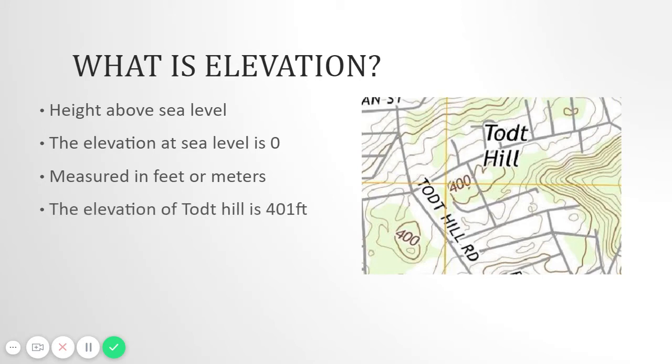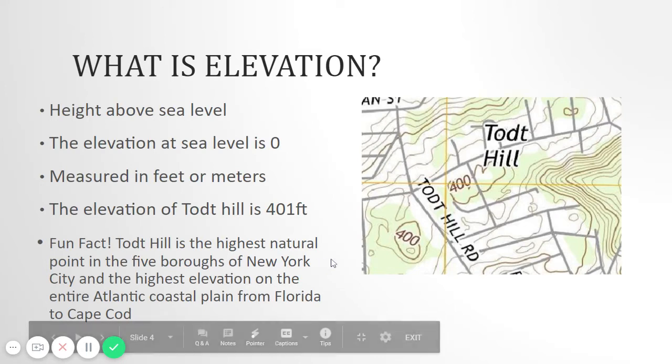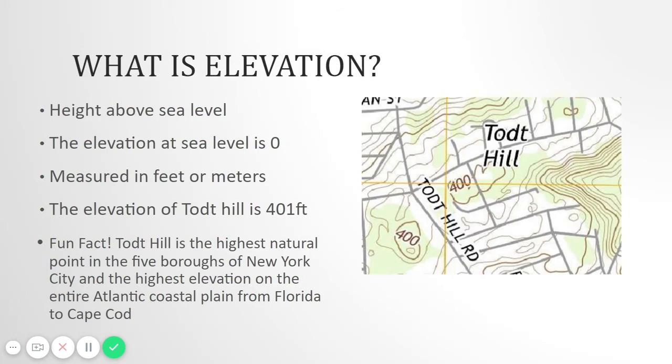And just something interesting and related to us, the elevation of Todt Hill is 401 feet. It is the highest natural point in the 5 boroughs of New York City and the highest elevation on the entire Atlantic coastal plain from Florida to Cape Cod.